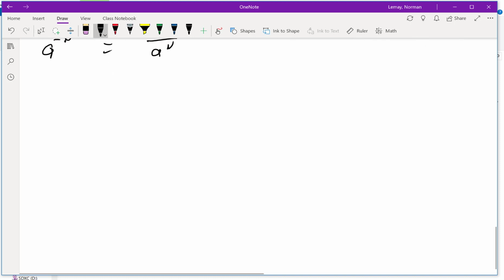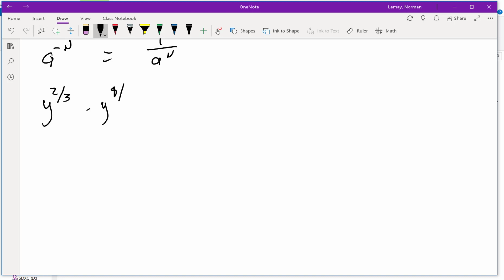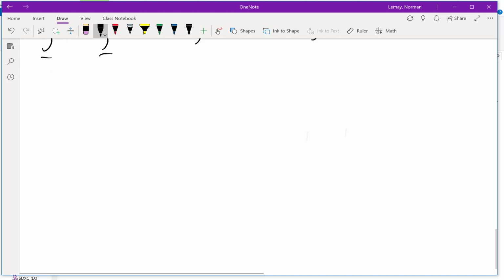So let's take a look at some examples with rational exponents. We get y to the 2/3 times y to the 8/3. By our rule, we have like bases, so we add the exponents. So y to the 2/3 plus 8/3, which is y to the 10/3. And this does not reduce, so we can go ahead and stop.